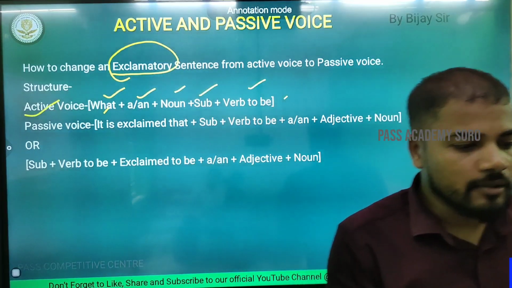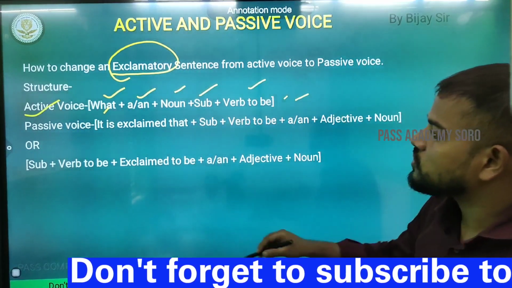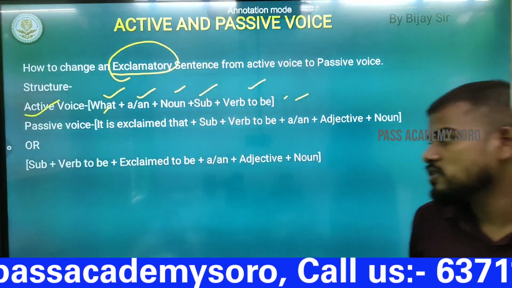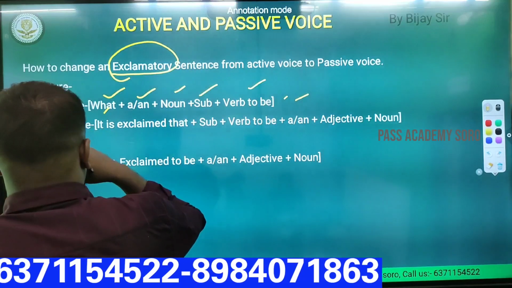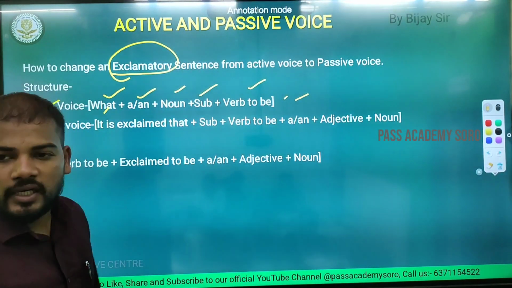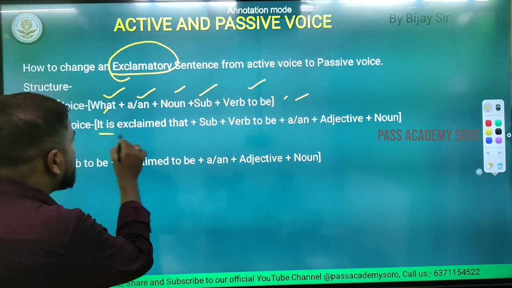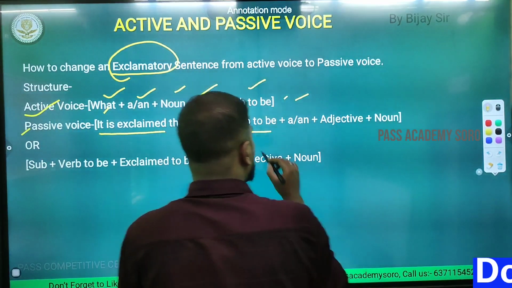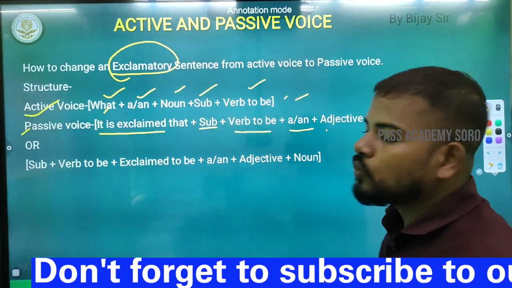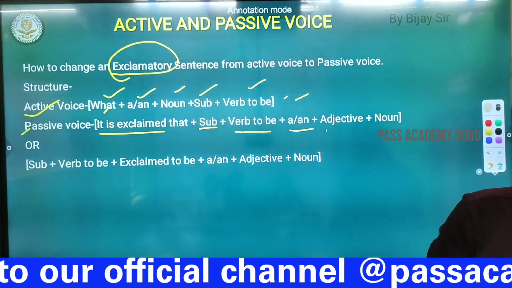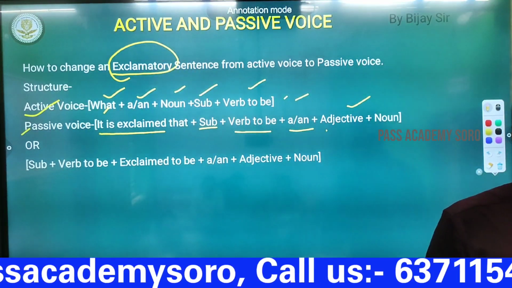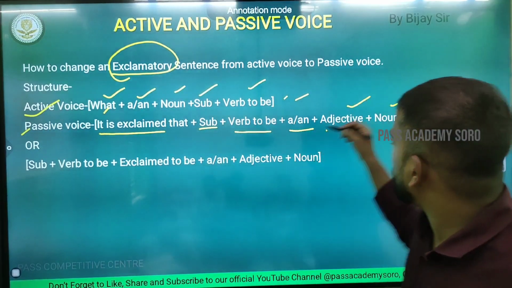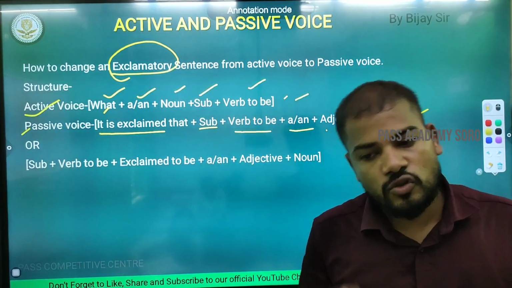So how to express this kind of sentence in passive? We can convert the active voice, which is in an exclamatory sentence, in two ways. The first way, dear students: "It is exclaimed that" plus subject plus verb to be plus a or an plus an adjective, plus noun. This is the first way to convert an exclamatory sentence into passive voice.